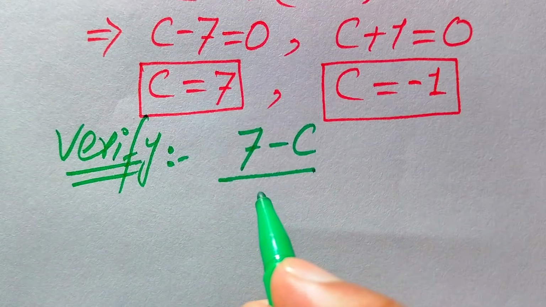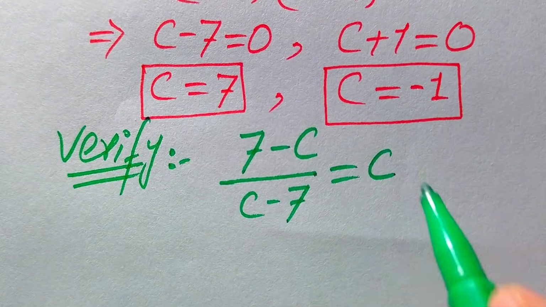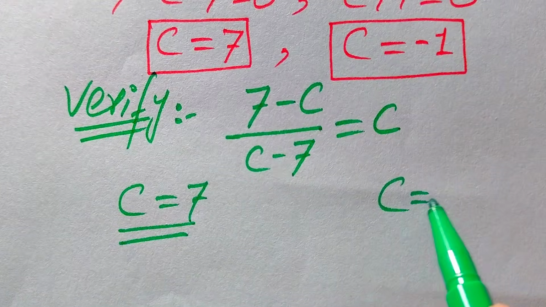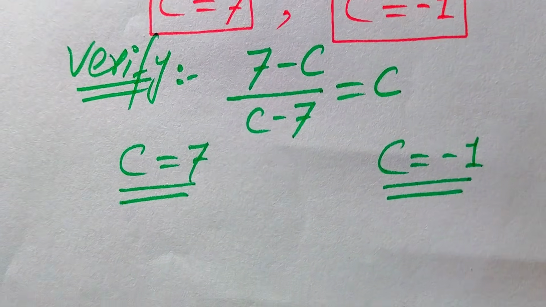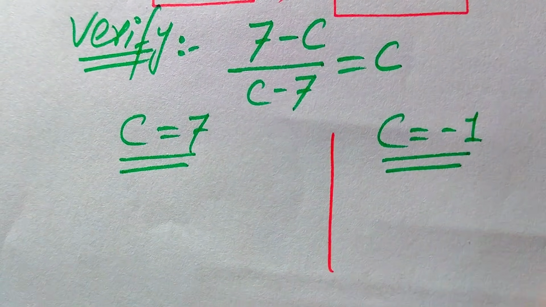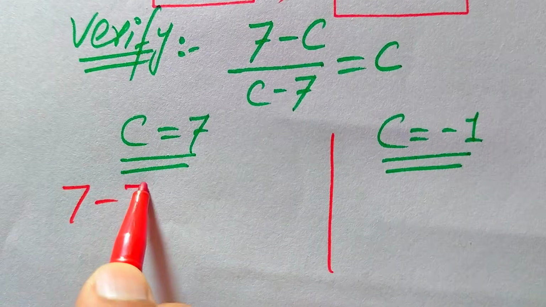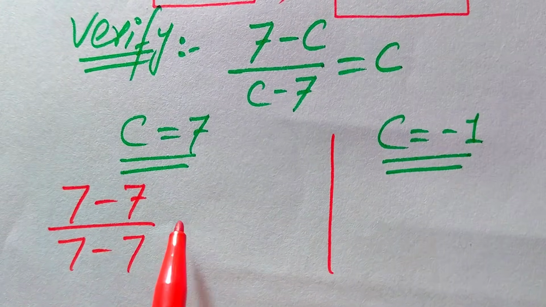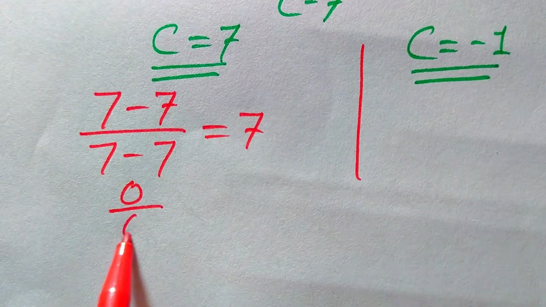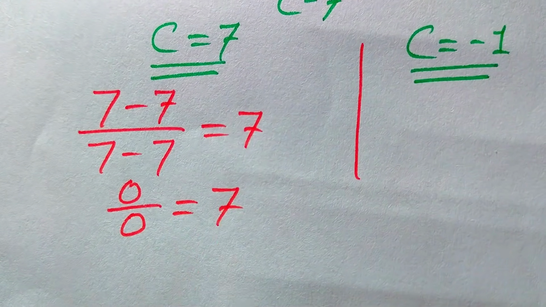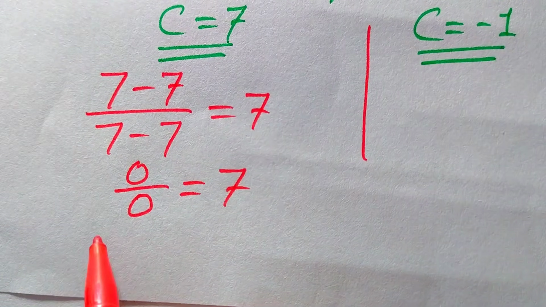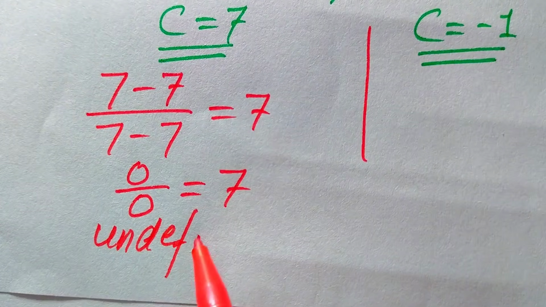Here it is (7 - c)/(c - 7) = c. On this side we verify c = 7, and on this side we verify c = -1. When we put c = 7 on both of the sides, this will be written as (7 - 7)/(7 - 7) = 7. So you see that 7 - 7 becomes 0 over 0 form equals 7. And we know that 0 over 0 form is usually called an indeterminate form, or in other words we say that it is undefined.